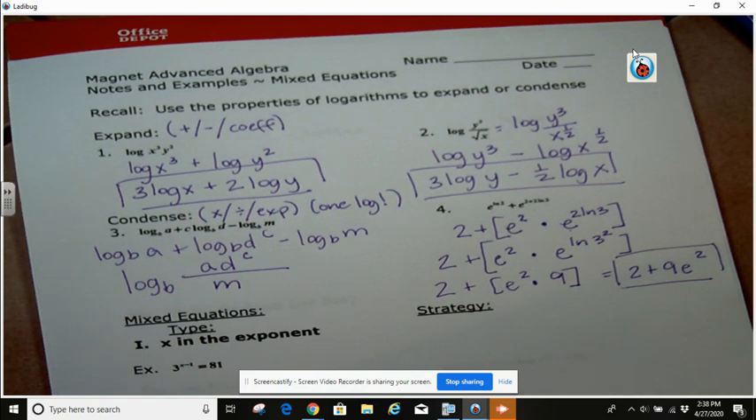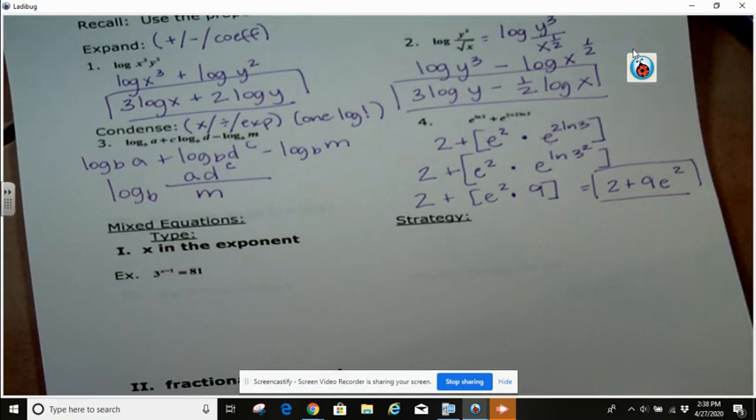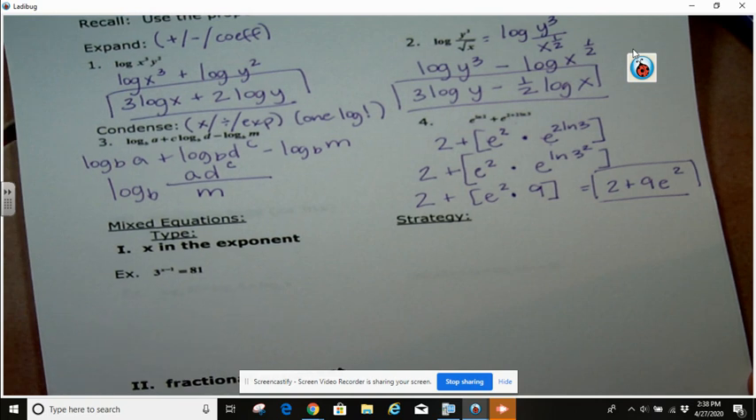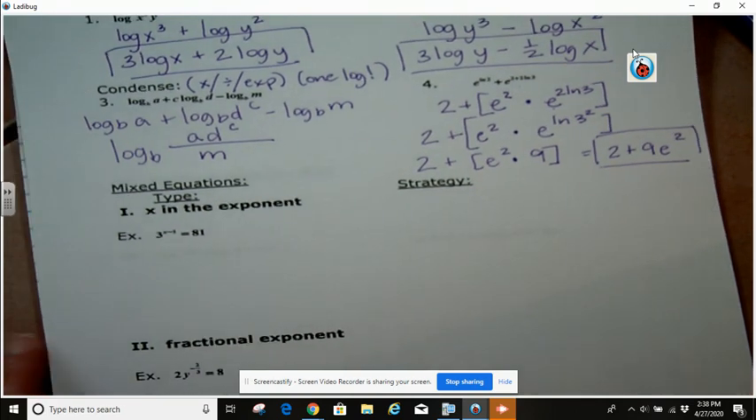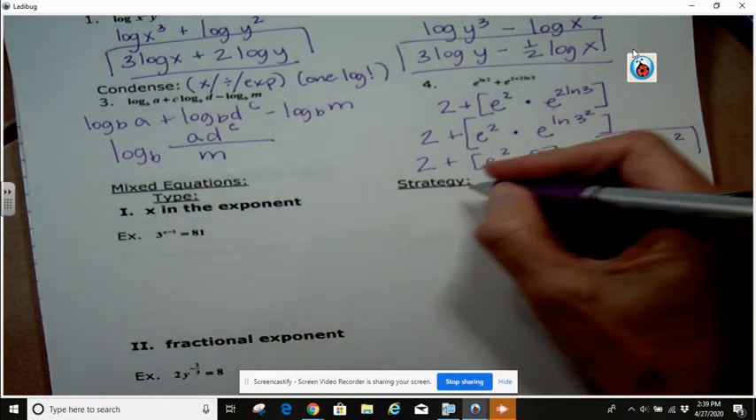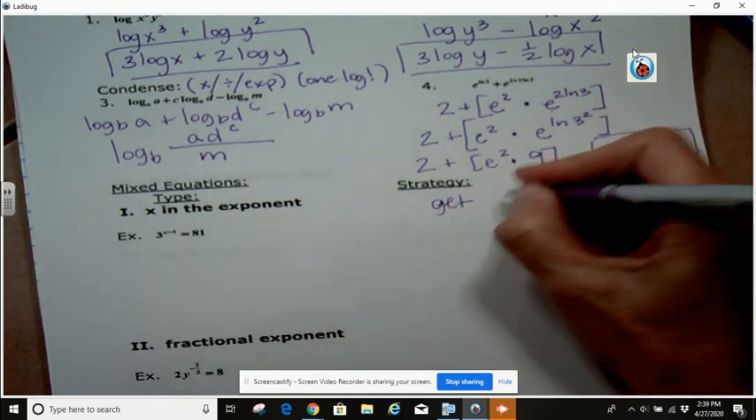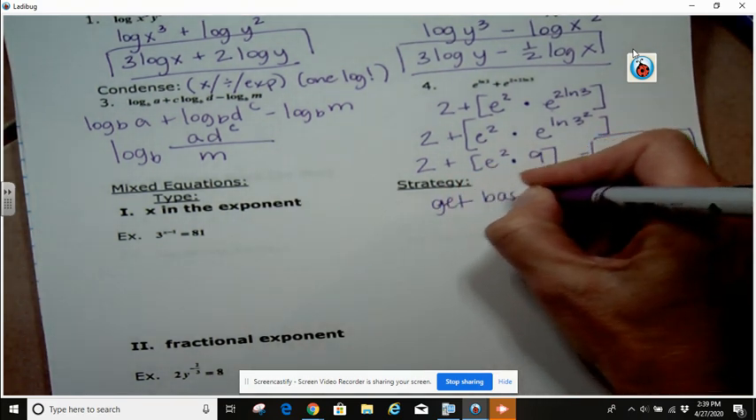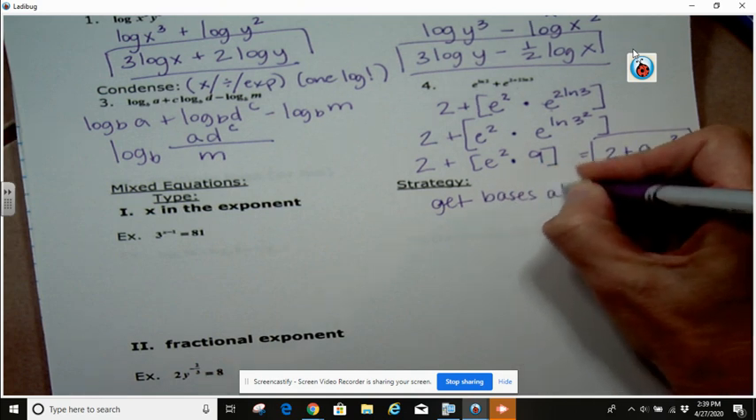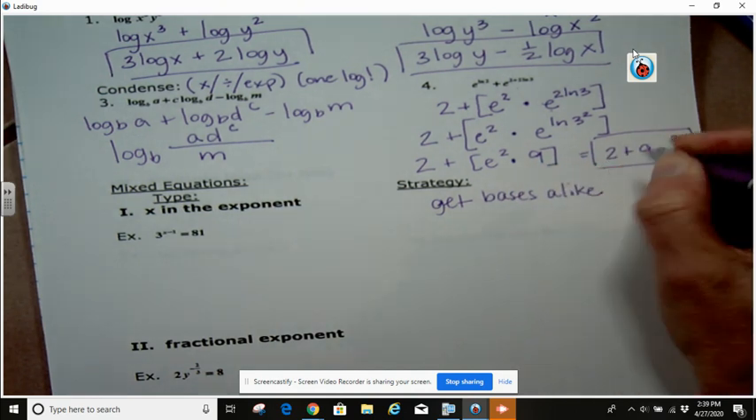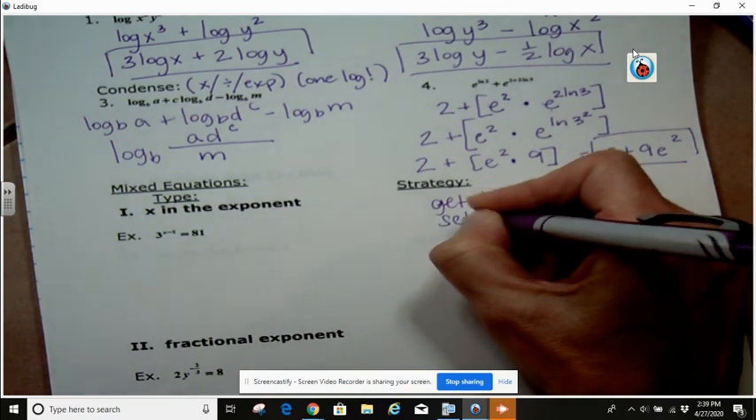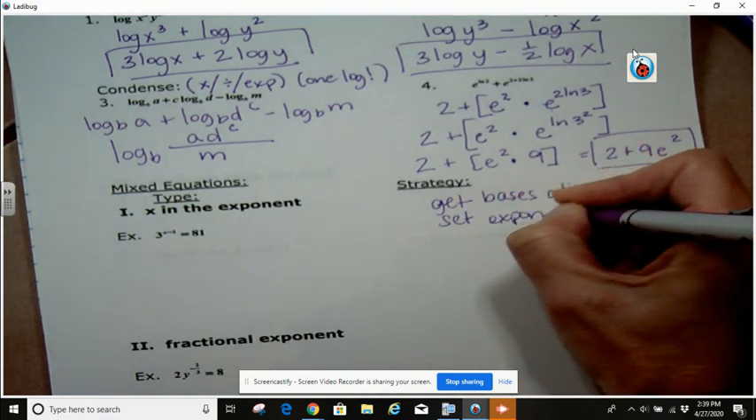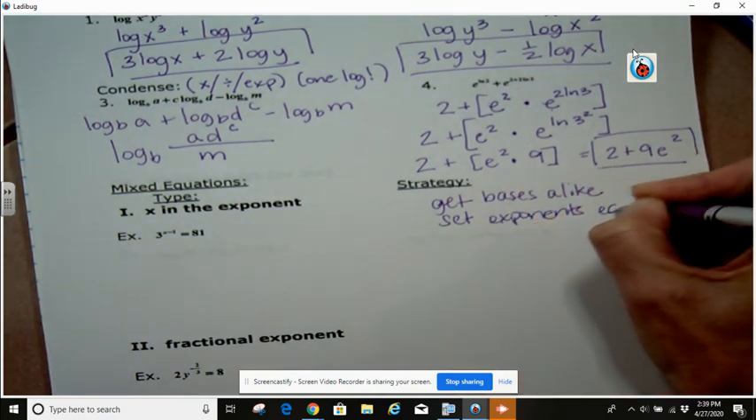Okay, so here is the new stuff. We're going to break up these equations into 5 types. The first 2 should be reviewed for you. If x is in the exponent, then your strategy should be to get the bases alike and set the exponents equal.